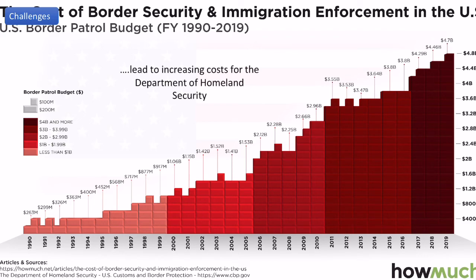So back in the 90s, the cost for border security and enforcement was 263 million, and by 2019 it was over 4.8 billion. So we see that there are a lot more conflict points happening on the border, and there's an increased cost for the host nation on trying to control this issue, which is becoming a lot harder.